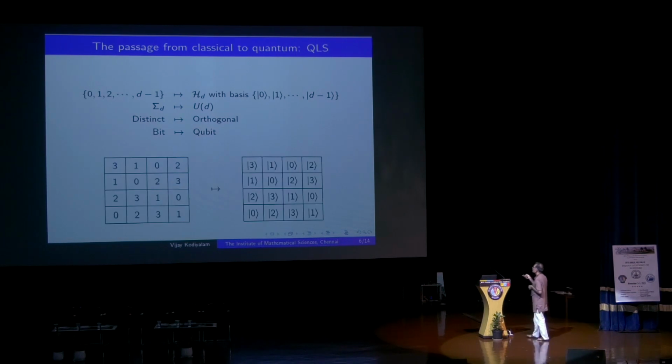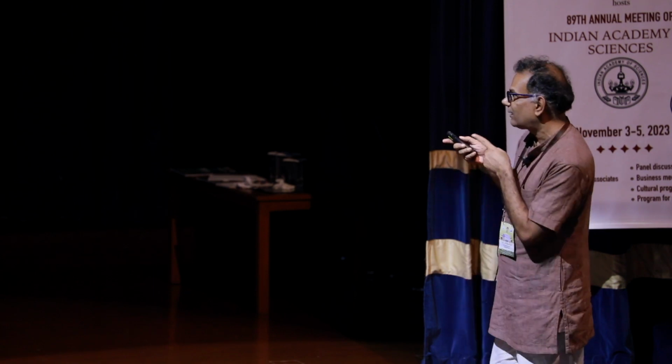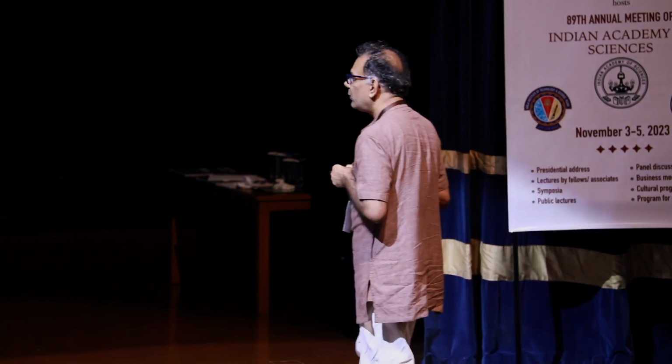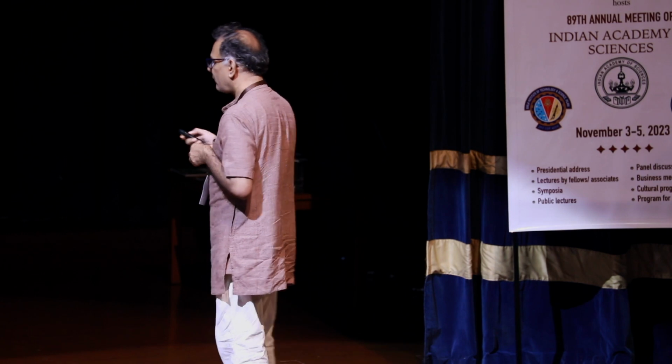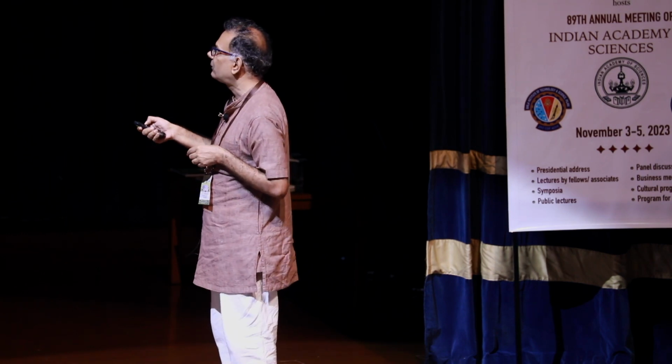So let's look at the passage from classical to quantum. Typically in physics, when we first encounter something like quantum mechanics, the thing that arises is discreteness out of continuity. So the energy of the electron is quantized. It takes only certain discrete values. Here we are going quite in the opposite direction. What we are going to do mathematically is, we begin with a finite set. So this is a set of D elements.